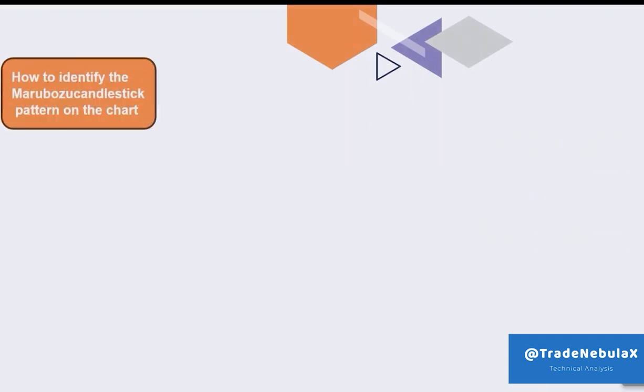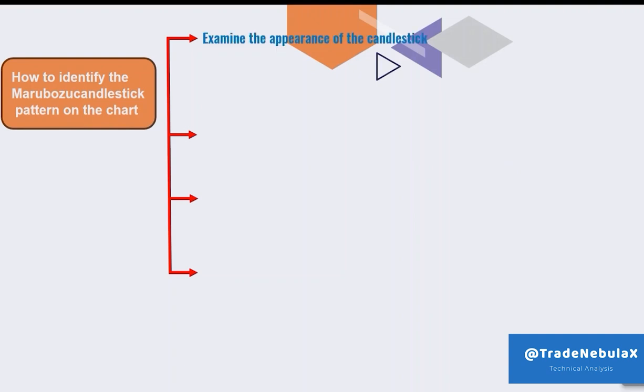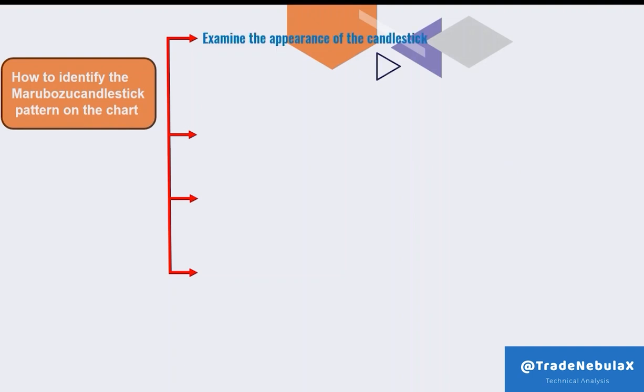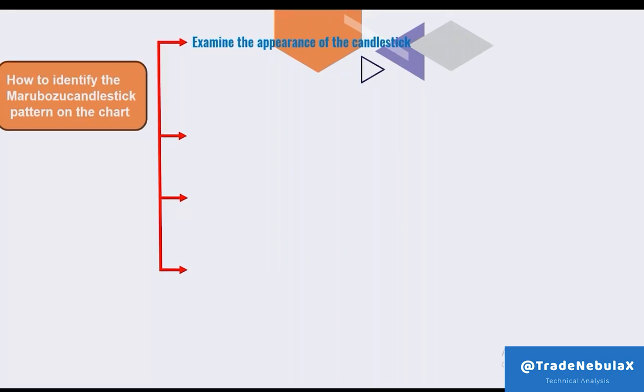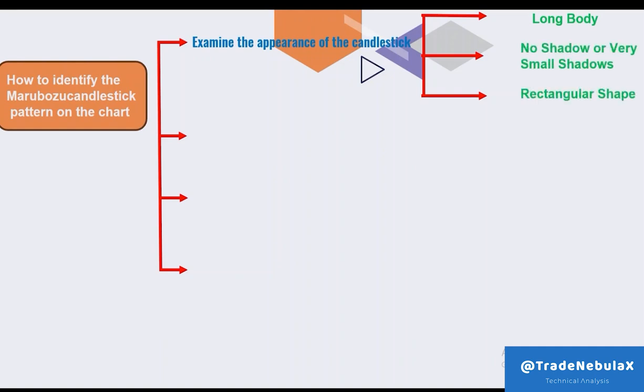How to identify the Marubozu candlestick pattern in charts. In this section, we will examine the steps to identify this pattern, step by step. The first step is to examine the appearance of the candlestick. The first step in identifying the Marubozu candle focuses on the appearance of candles in the chart. Look for candles with these features: a long body, the absence of shadows or very small shadows, and a rectangular shape. In the second step, we need to determine the direction of price movement.